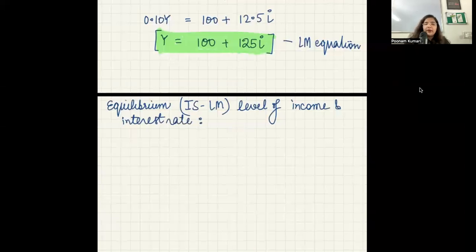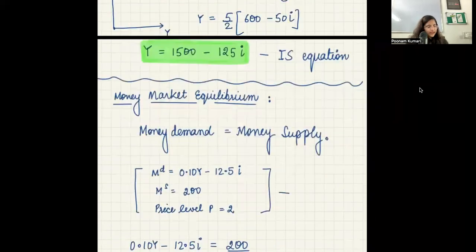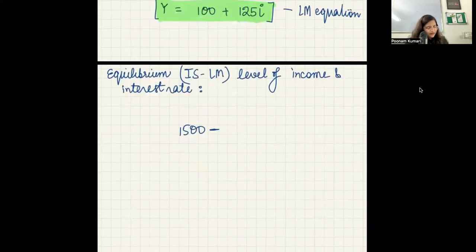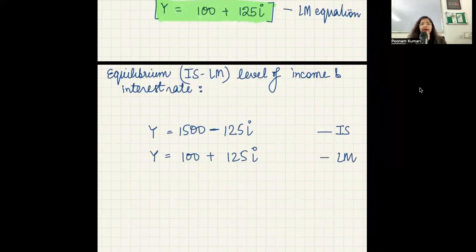So you'll have to find the equilibrium level of income and interest rate. So what you do, आपकी IS equation क्या है? 1500 minus 125 I equals to Y. So this is my IS equation, and my LM equation is this, right? So simply what I can do here is I can just add these two equations.